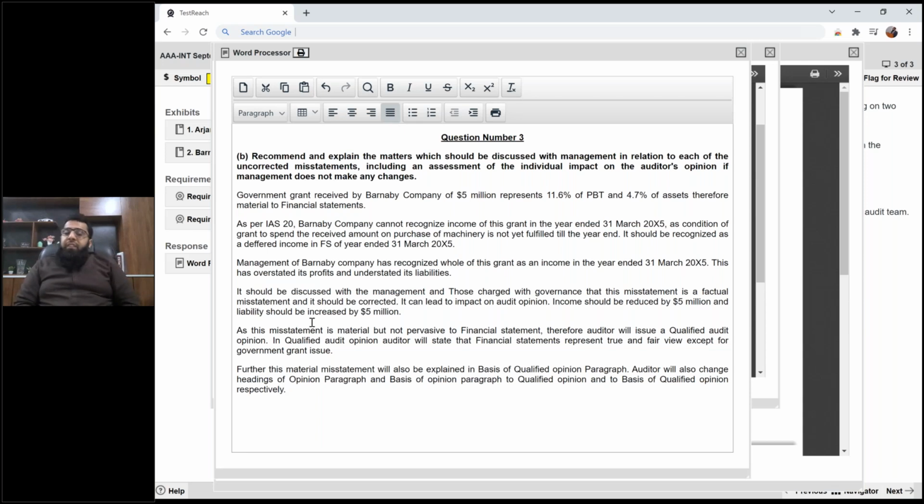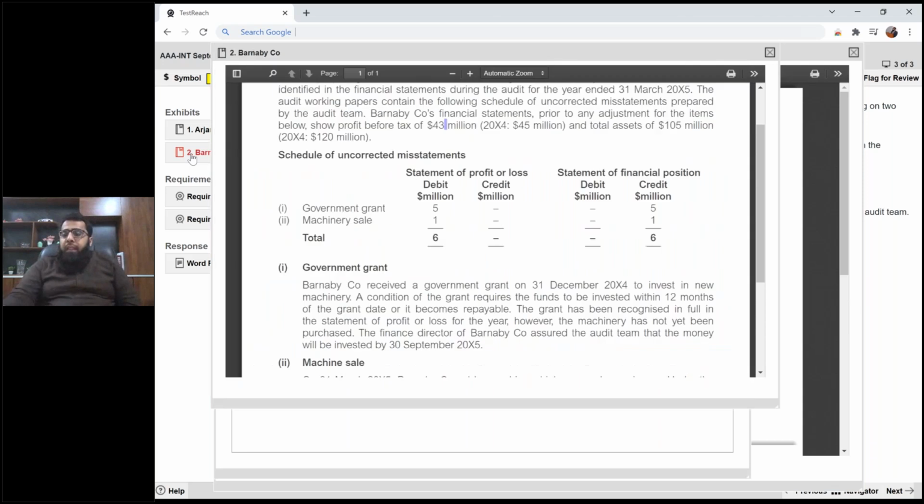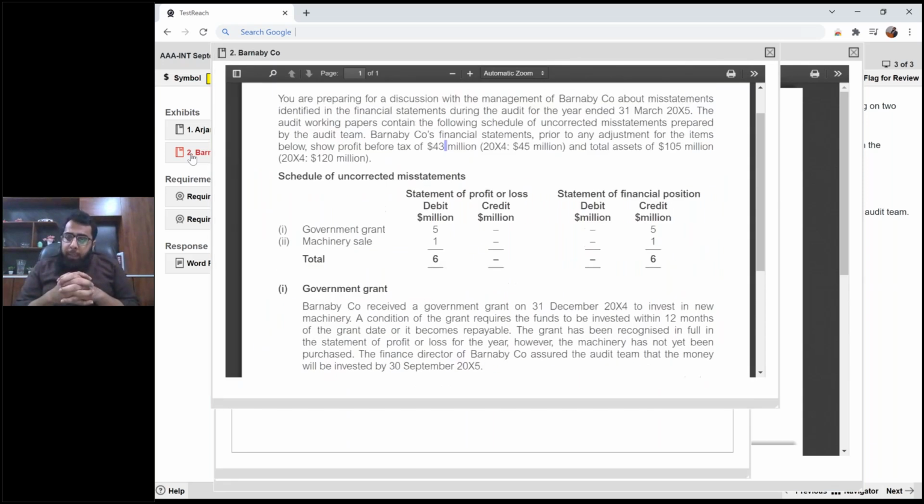I will give you a brief summary. Just listen to me very, very carefully. This was a very simple, very easy, very routine requirement. We have looked at these types of questions in the past in the exam papers, that the examiner gave us a summary of uncorrected misstatements and he asked us to discuss the matters, explain the matters which should be discussed with the management.